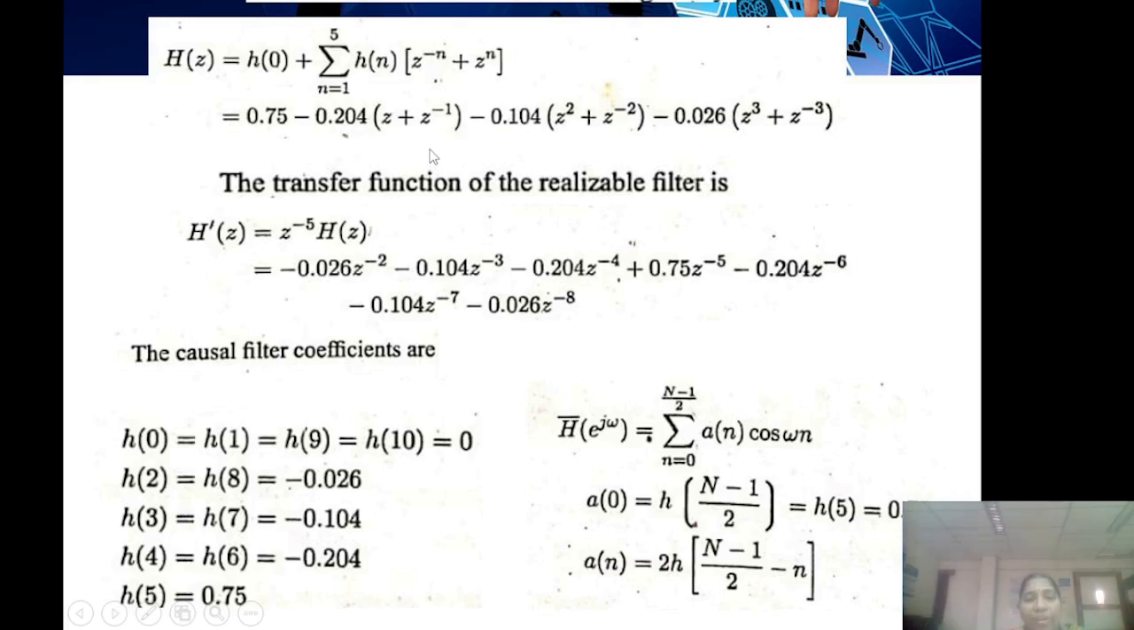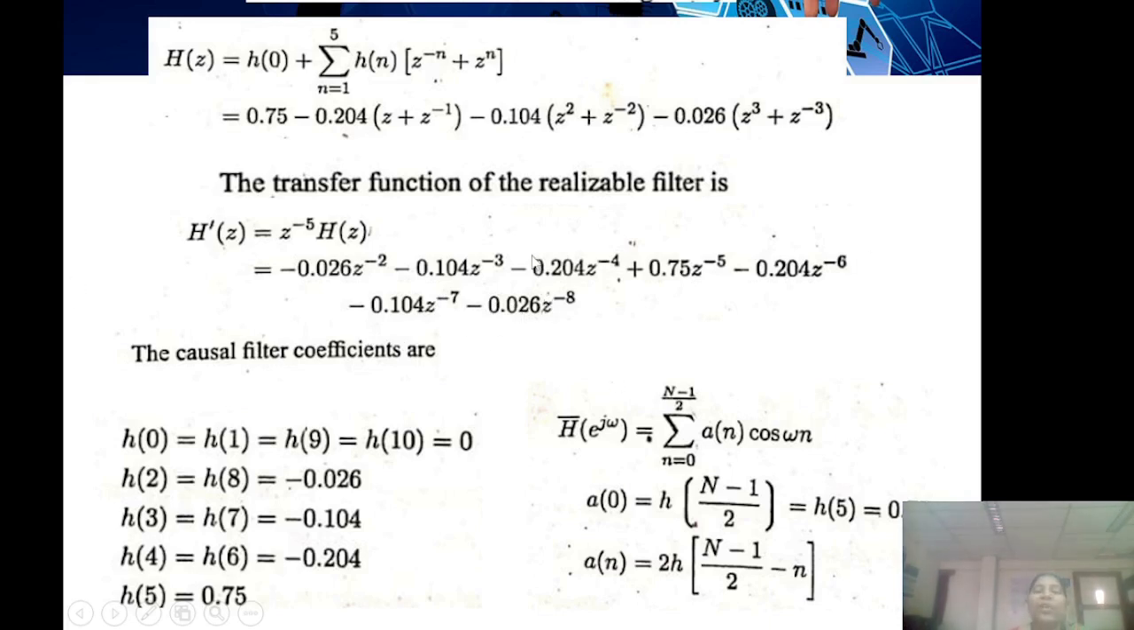So then in order to find out the transfer function of the realizable filter, you need to multiply the above expression with z power minus 5. After multiplication with z power minus 5, the equation becomes minus 0.026 z power minus 2 minus 0.104 z power minus 3 minus 0.204 z power minus 4 plus 0.75 z power minus 5 minus 0.204 z power minus 6 minus 0.104 z power minus 7 minus 0.026 z power minus 8.